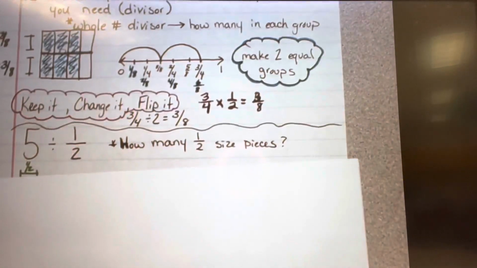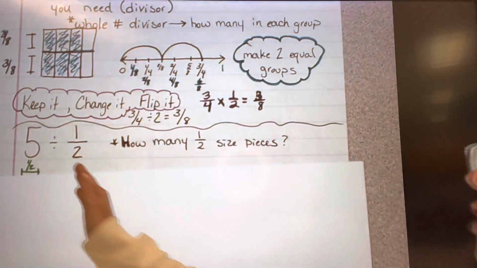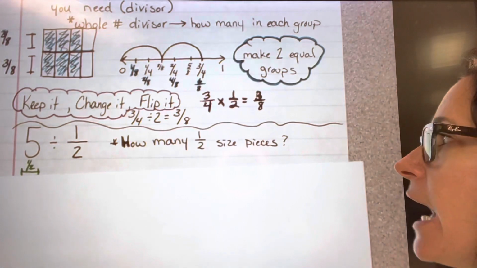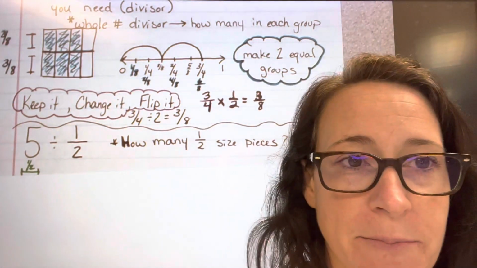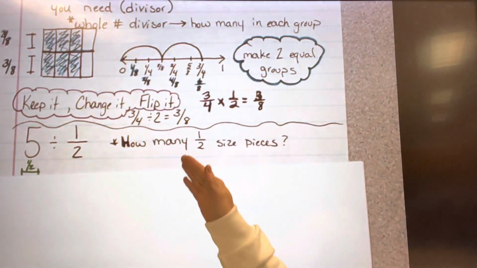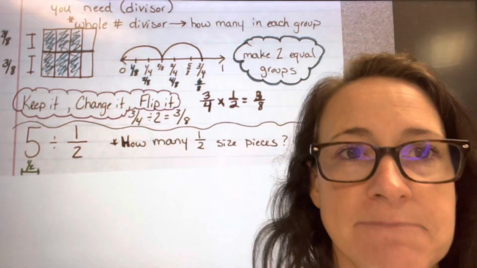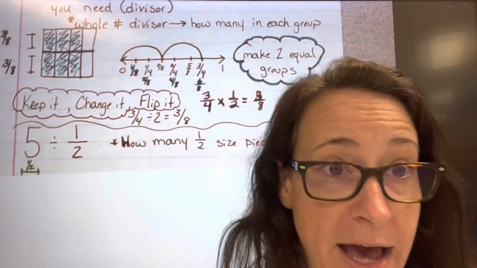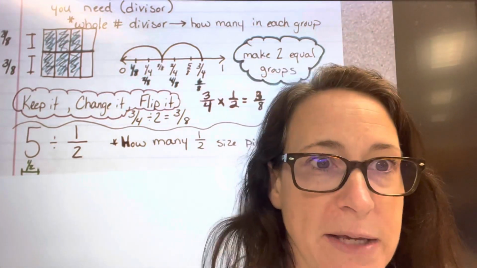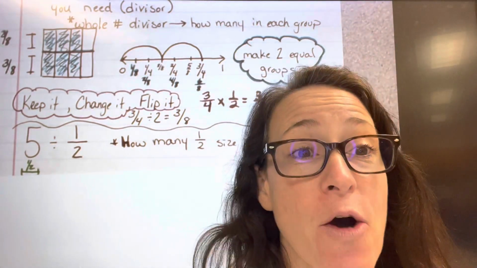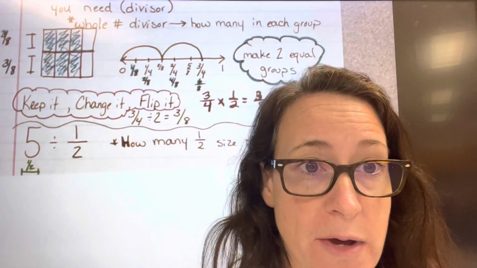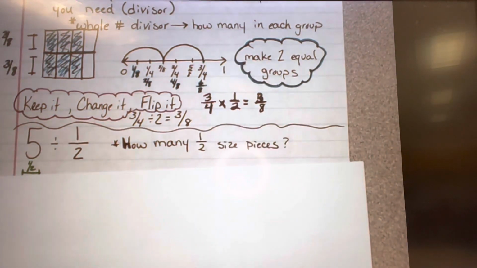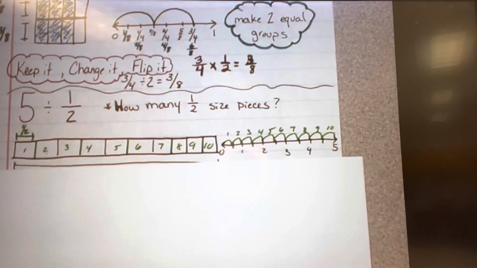All right. So here's one where now you have a whole number and you're dividing it by a fraction. So here you have 5 and you're dividing it by a half, and you're asking yourself how many half-size pieces are in 5. So if you have 5 cookies or 5 pizzas, that's a lot of pizzas, how many halves do you have? Okay? So it looks a little bit differently when your whole number is the dividend.